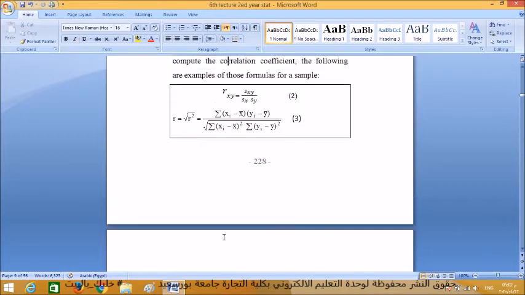We have a lot of formulas to calculate the coefficient of correlation. Rxy is the coefficient of correlation, equal to Sxy, the covariance between x and y, divided by S of x multiplied by S of y. So you have to divide the covariance of the two variables by the standard deviation of every variable. Here the denominator is the standard deviation of variable x multiplied by the standard deviation of variable y. The numerator is the covariance between x and y.